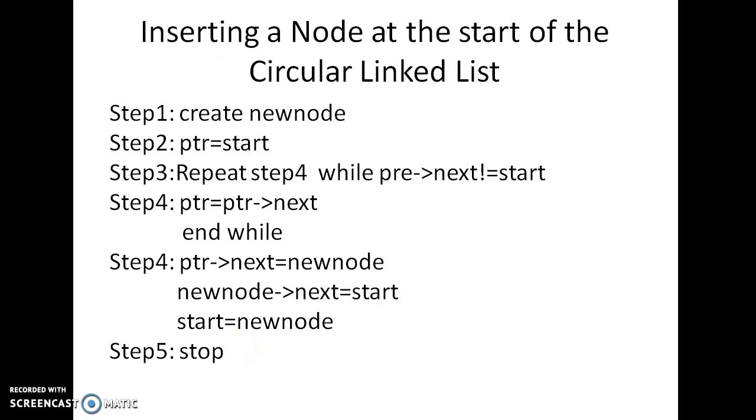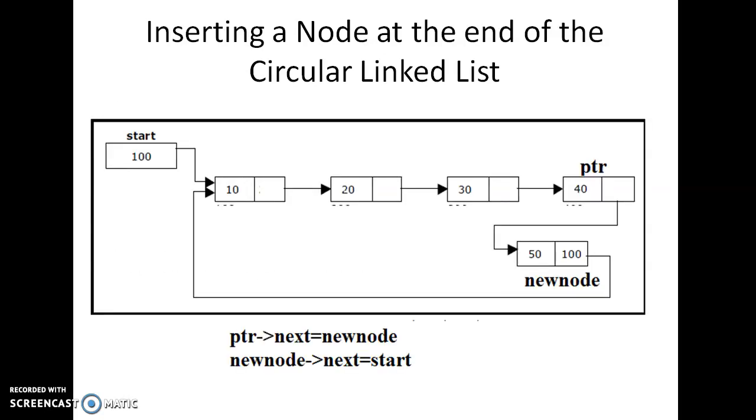Now we want to insert a node at the ending of the circular linked list. Suppose consider that at the end of the circular linked list I want to insert. See here, previously 40 used to point to this 10. Now I am inserting this particular node here. Now pointer of next will be pointing to the new node, and the new node of next is pointing to the starting node, that is start.